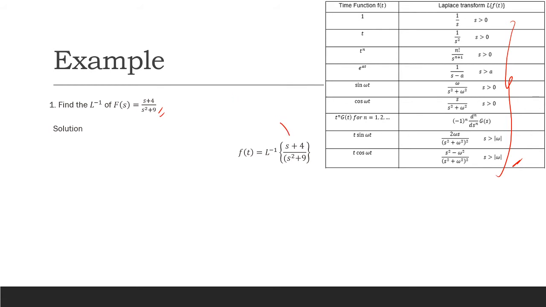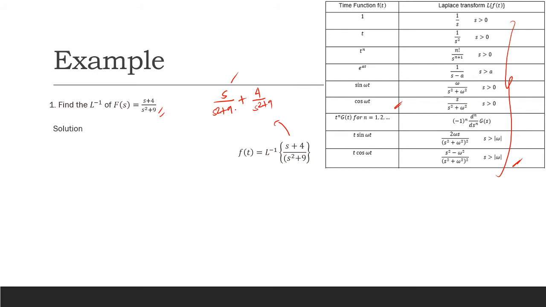So, gawin natin ito: S over S squared plus 9 plus 4 over S squared plus 9. Now, tingnan natin, may kamukha na ba siya dito sa table of Laplace transform natin? Tingnan natin yung S over S squared plus 9. We have S over S squared plus 9, so eto siya, cosine, diba? Kamukha na siya. Yung 9 natin, that is yung omega squared natin.